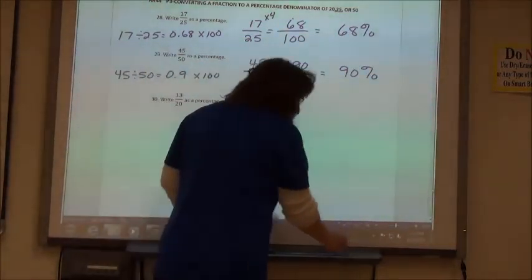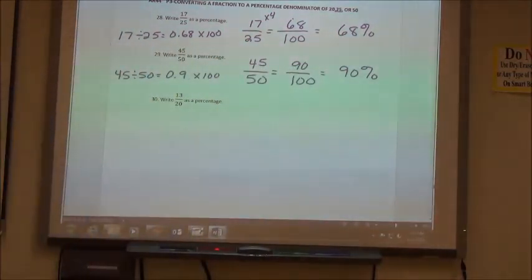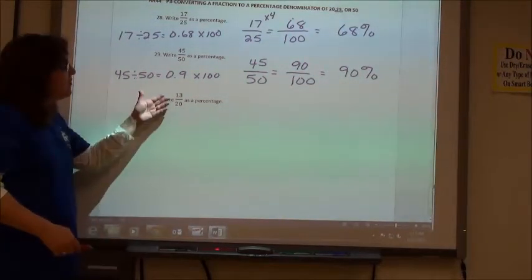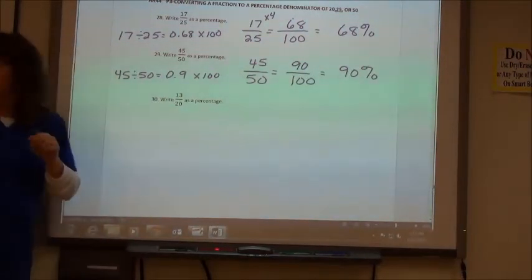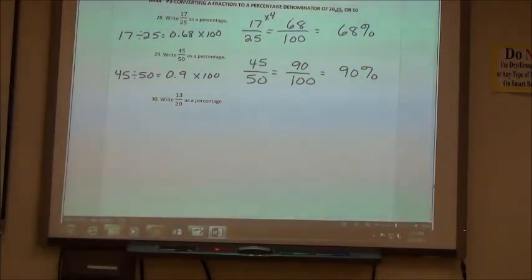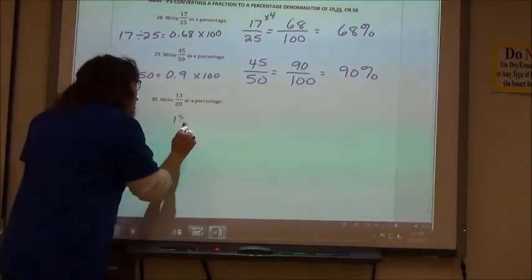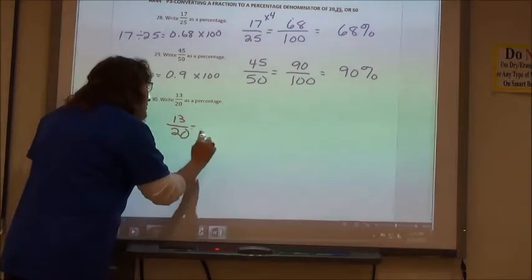Which way is easier? I don't know. It just depends if you're good at making equivalent fractions. And you can't do this with every fraction, only the ones where your denominator goes into 100 nicely. We'll get to some other ones later, but for now they wanted you to start with some easier ones.